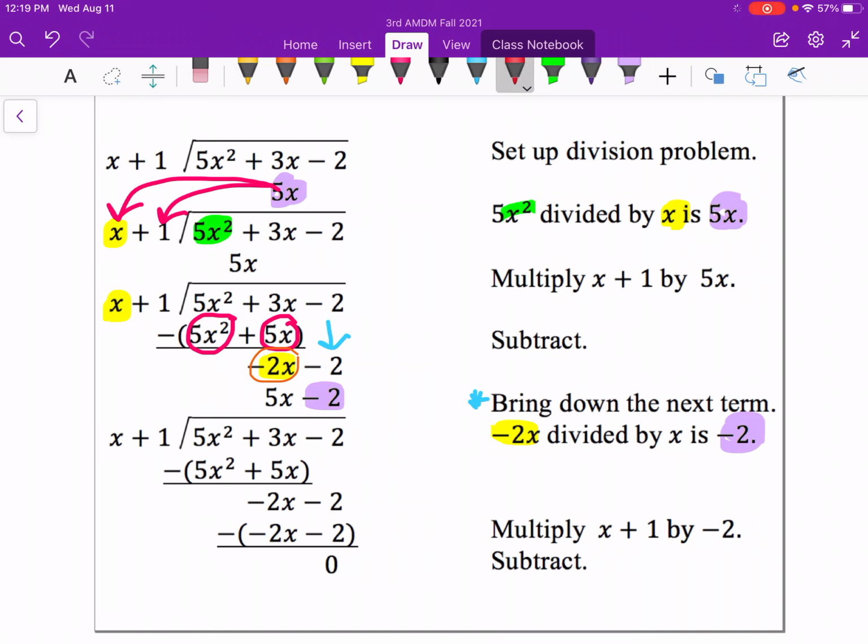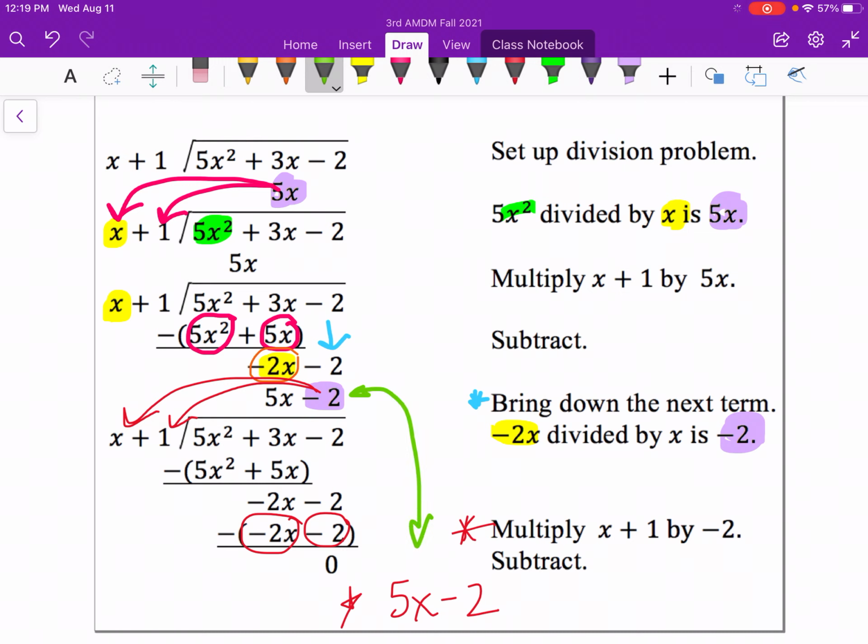And then you multiply. So you multiply this by x, and you get negative 2x. And then you multiply it by the 1, and you get negative 2. And when you subtract, you get 0, and that would be your remainder. So your answer for this question is 5x minus 2. That's your answer. We're going to go through some more examples here, so you can see.